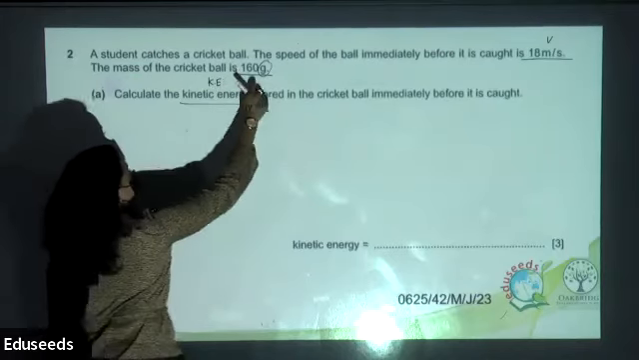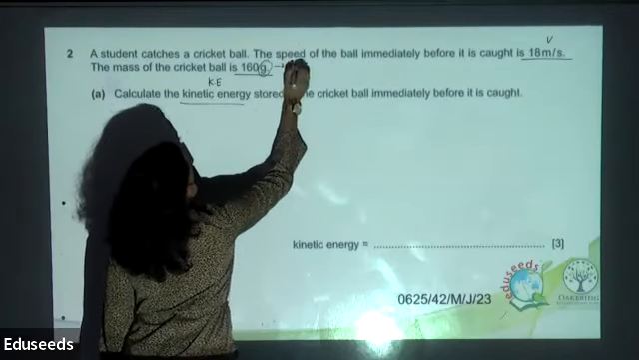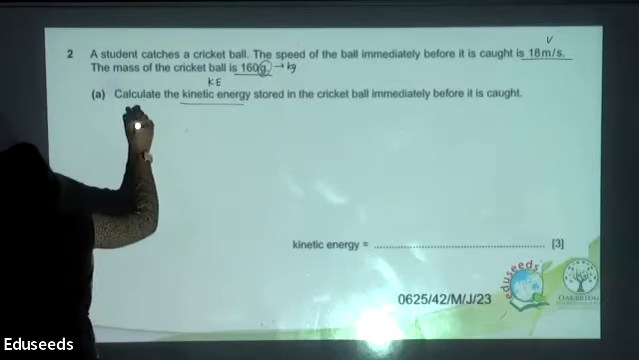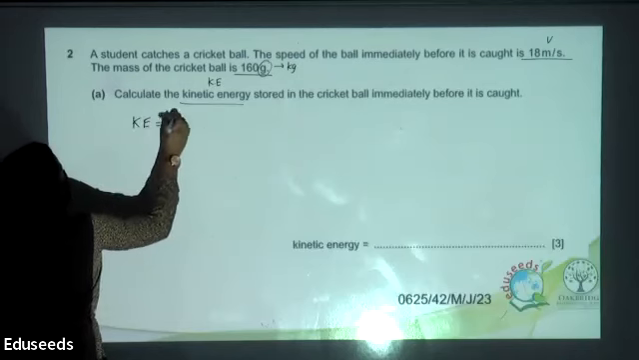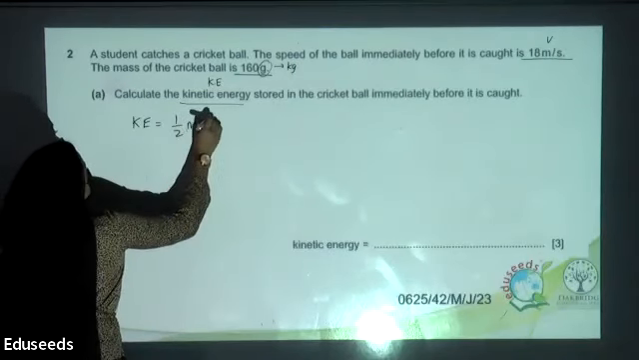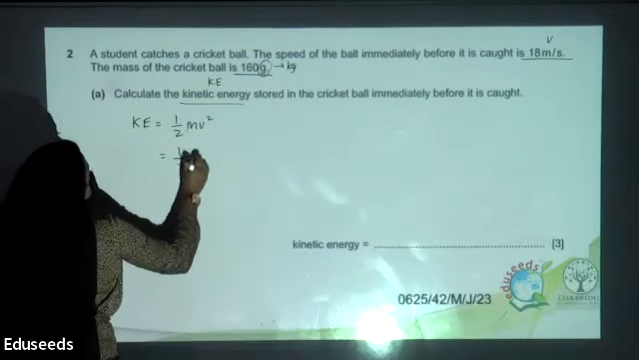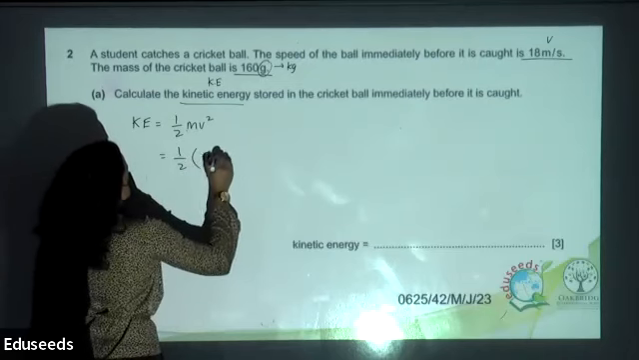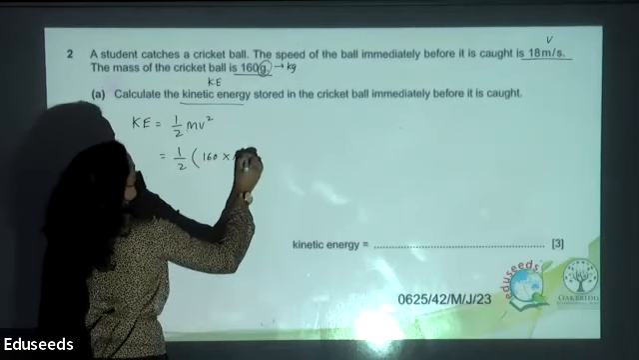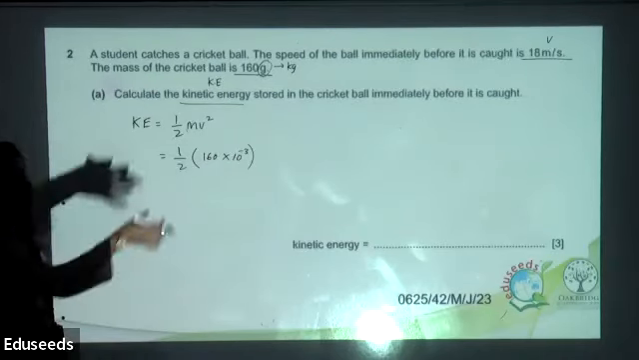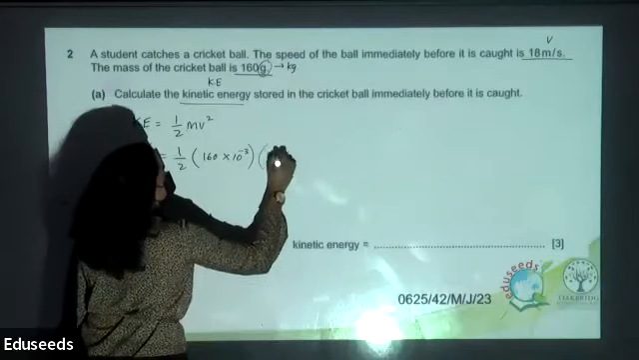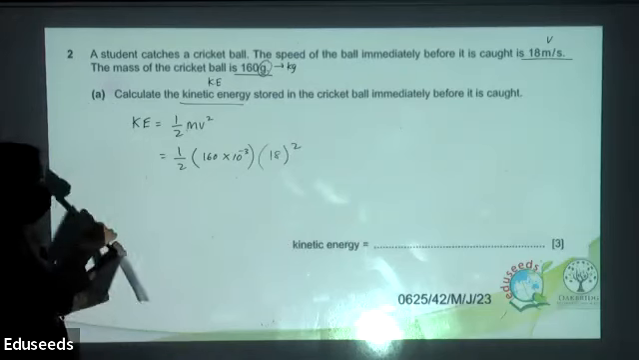So you have to convert this to kilogram. Okay? So KE equals to half mv square, half mass. How to convert mass to kilogram, gram to kilogram? Divide 1000. So 160 times 10 to the power of -3. Or you can directly divide 1000 and put the value, up to you. And then 18 square. Okay, this is what I told you.